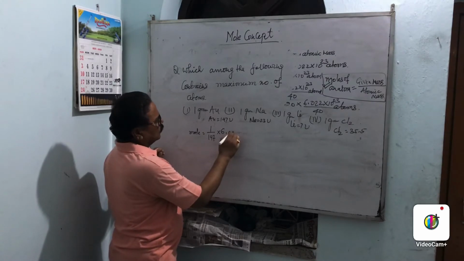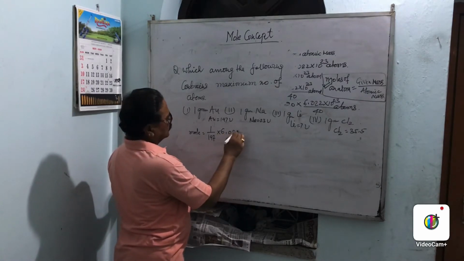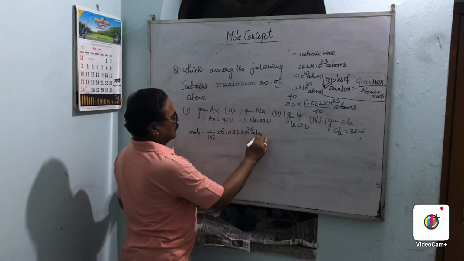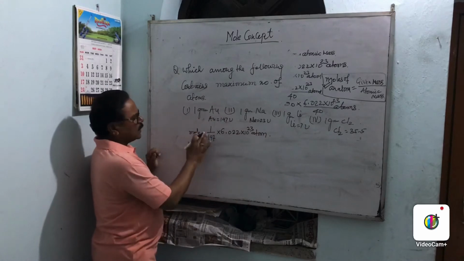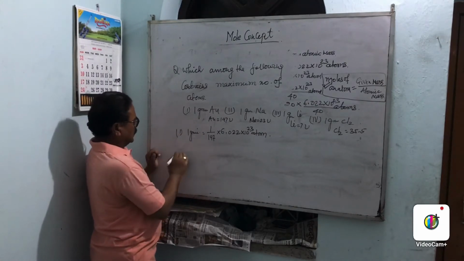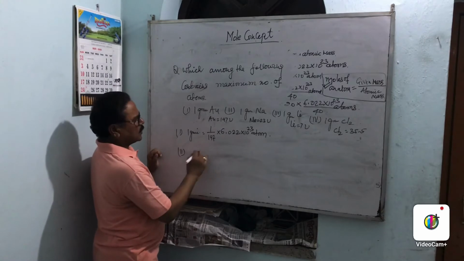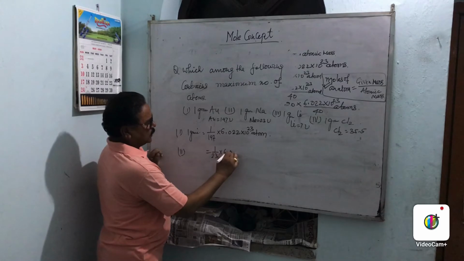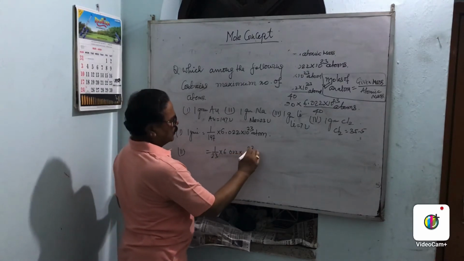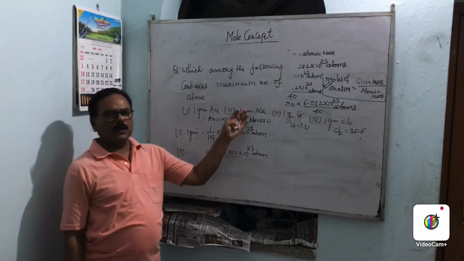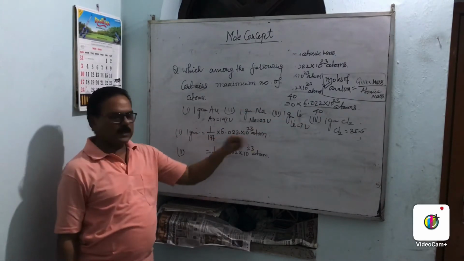So 6.022 is not 23. This one is atom. So 1 gram will contain this atom. So we can write this is 1 gram. First will contain this one. The second will contain like this for 1 by 23, that is 6.022 into 10 to the power 23 atoms. Because we calculate from that mole, and 1 mole contains this atom, that's why simply we multiply this atom, right?